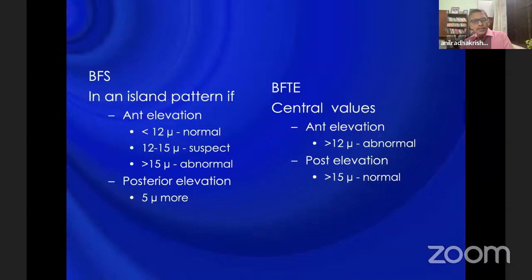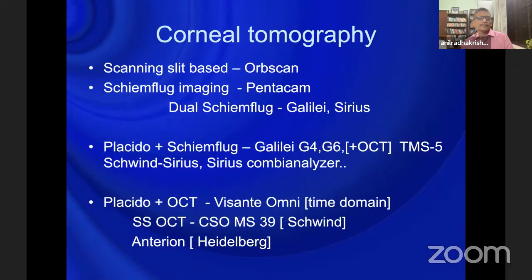In those also, if the anterior elevation is up to 12 microns, it is normal. Once it is more than 15 microns, you call it abnormal. And then for posterior elevation in a best fit sphere, if it is 5 microns or more, you should consider it abnormal. But practically, more than 12 microns only, we take it as abnormal.